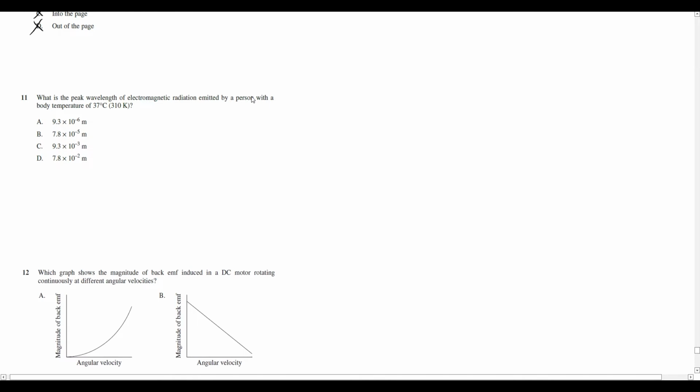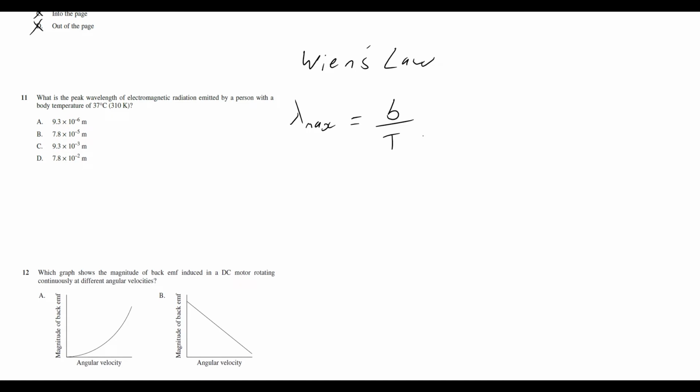Okay, so what is the peak wavelength of electromagnetic radiation emitted by a person with a body temperature of 37 degrees Celsius or 310 Kelvin? Okay, so for something like this, we need to know the law that we're going to use, and that is Wien's law, spelled W-I-E-N-S. So the way that this is explained is that the peak wavelength is going to be equal to Wien's constant, which is represented with a B, over T. I'm not actually sure why it's B, but it is what it is.